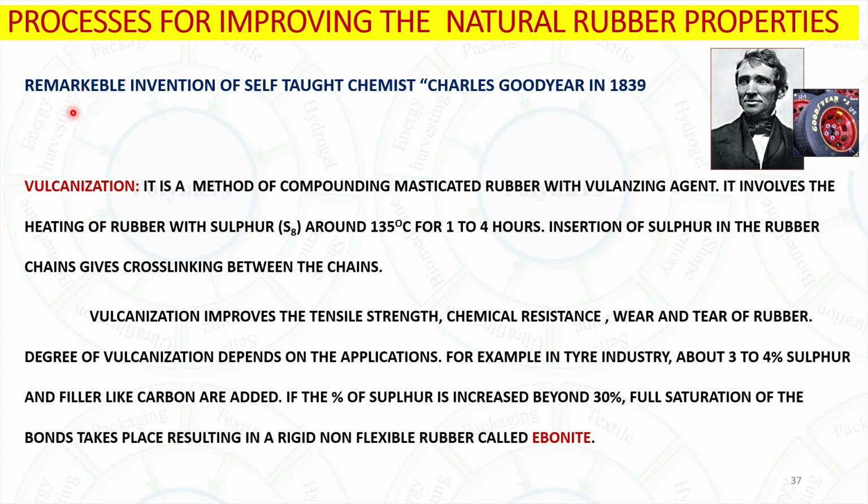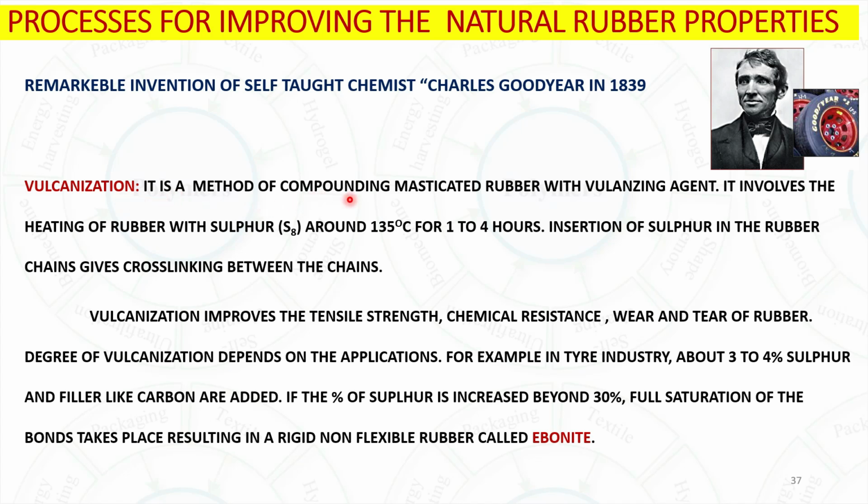So this was the remarkable invention of the self-taught chemist Charles Goodyear in 1839. In 1839, Charles Goodyear actually discovered a very important process which is known as the vulcanization of rubber. So here you see, this is the vulcanization. This is the very important invention of Charles Goodyear, right? So what is vulcanization?